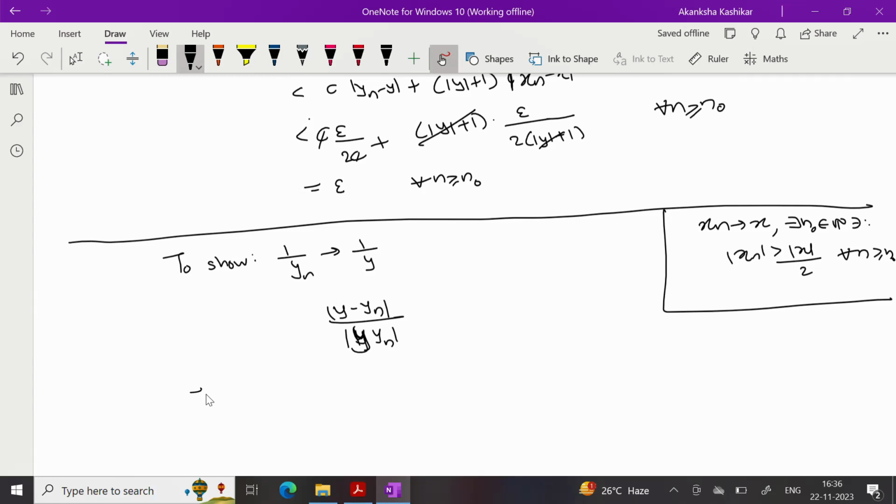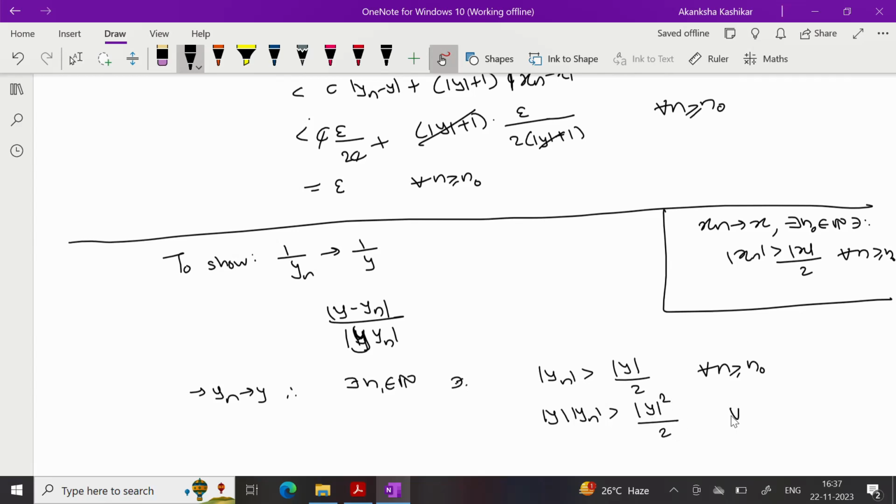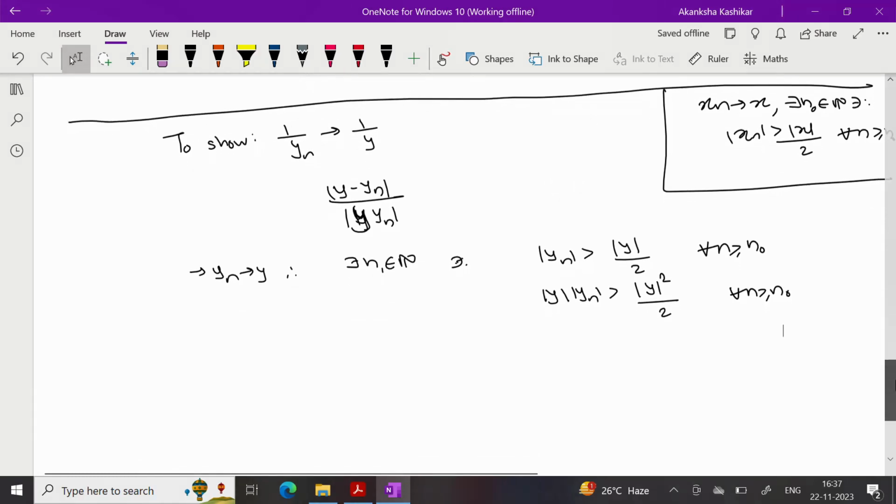Now here, yn converges to y, therefore there exists n1 in N such that mod yn is greater than mod y by 2 for every n greater than or equal to n0. As a result, mod y into mod yn is greater than mod y whole square by 2 for every n greater than or equal to n0. Mod y whole square is simply y square. And anyway I know y is non-zero, because only in this case will we be defining 1 by yn or 1 by y.